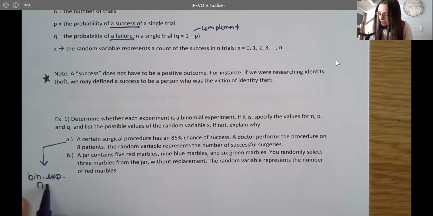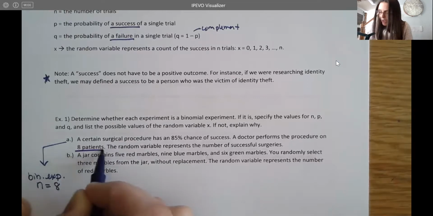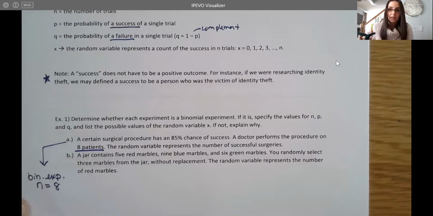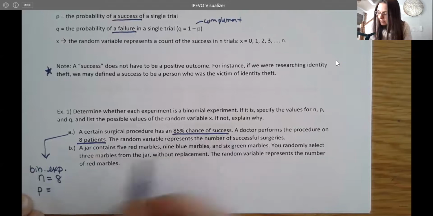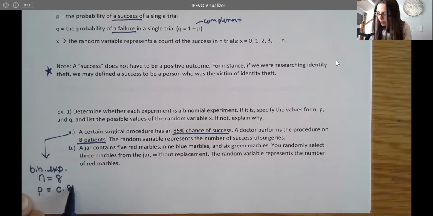Now, in this case, n is going to be 8 because we're going to have 8 trials. So 8 patients are our trials here. P is your probability of success, and our chance of success is 85%, so 0.85.